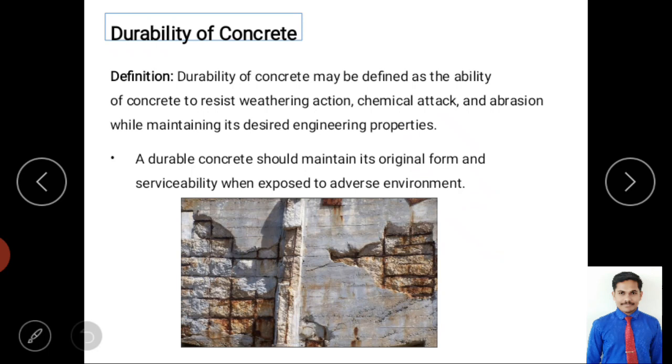So first we'll understand what we mean by durability of concrete. Durability of concrete may be defined as the ability of the concrete to resist the weathering action, chemical attacks, abrasion, while maintaining the desired engineering property. So here the most important thing is to maintain its desired engineering property.